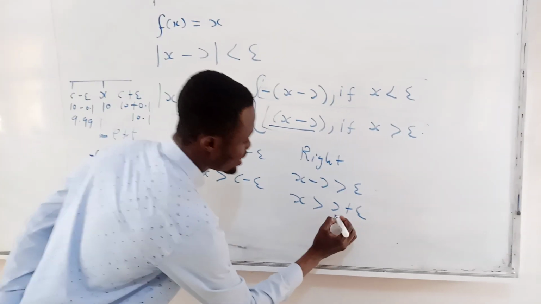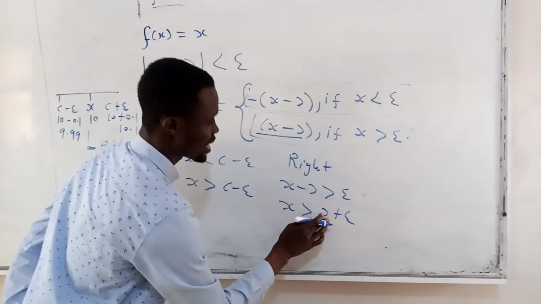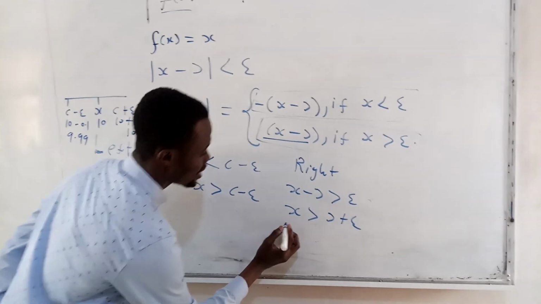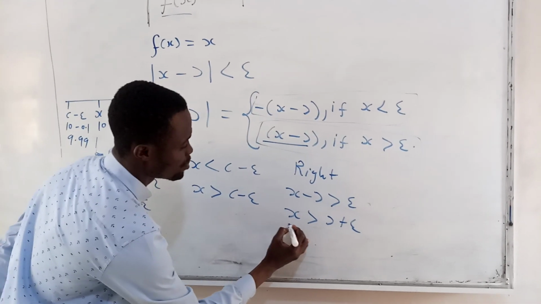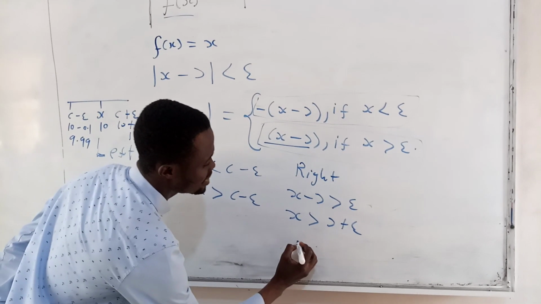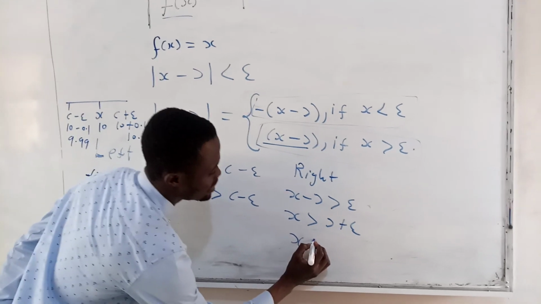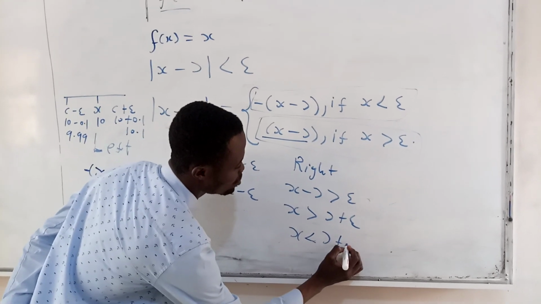So here, this whole thing is greater than 10. It can never be less than x. So you're going to change the sign and you get x less than a plus a.